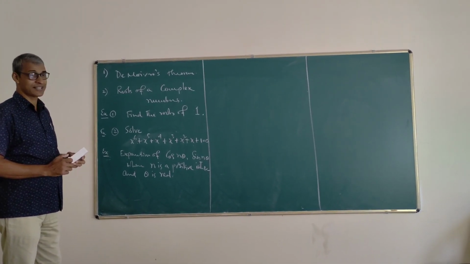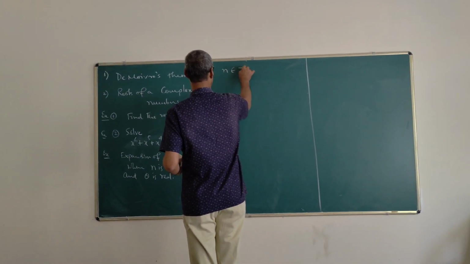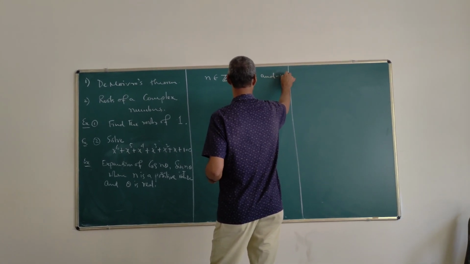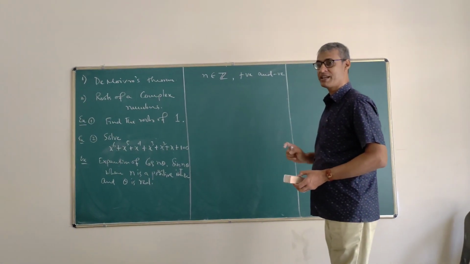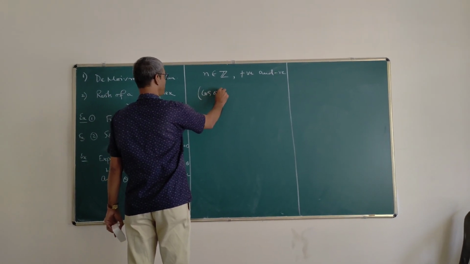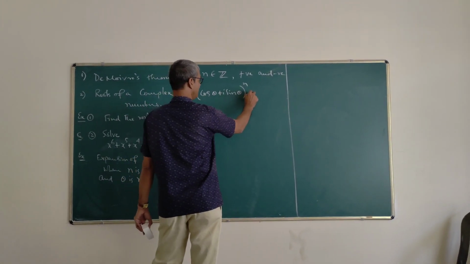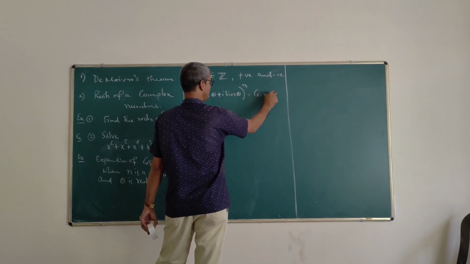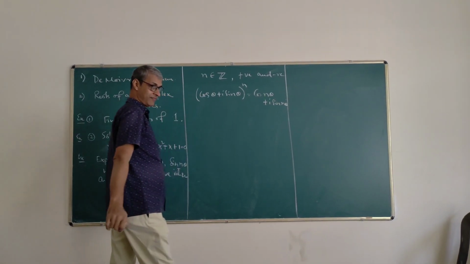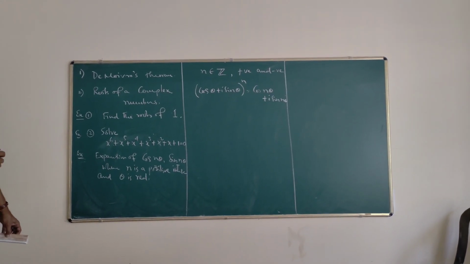So De Moivre's theorem states that when n is an integer, positive or negative, then (cos theta plus i sin theta) whole to the power n equals cos n theta plus i sin n theta. This is for positive integers and negative integers.